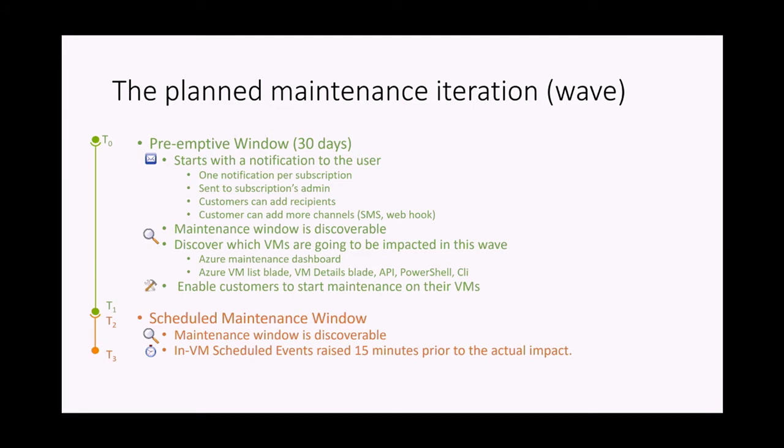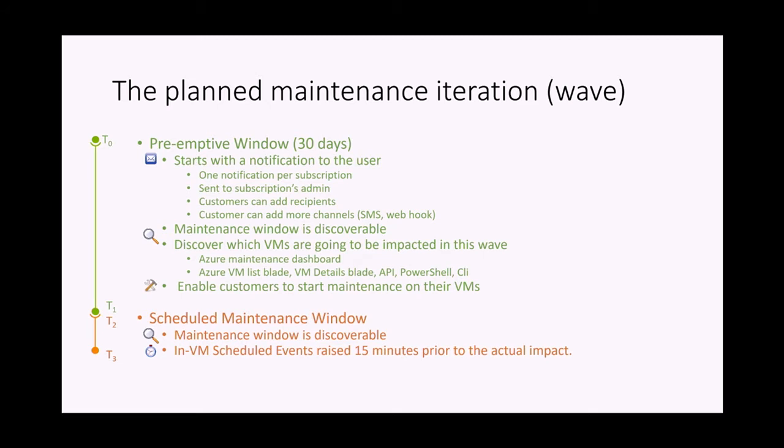So how will it look? We will start with a notification to you. And as I mentioned, with this notification, you can configure alerts and add more recipients, more channels, such as text messages and webhooks for automation. Then you'll have visibility to the maintenance states per each VM and the ability to start maintenance within up to a 30 days window. It may be less than 30 days, but the idea is to give you sufficient time to go coordinate the exact time with your customer or manager or IT team.